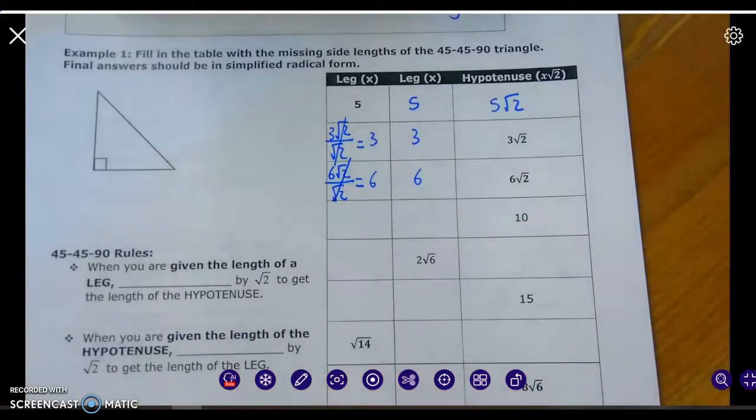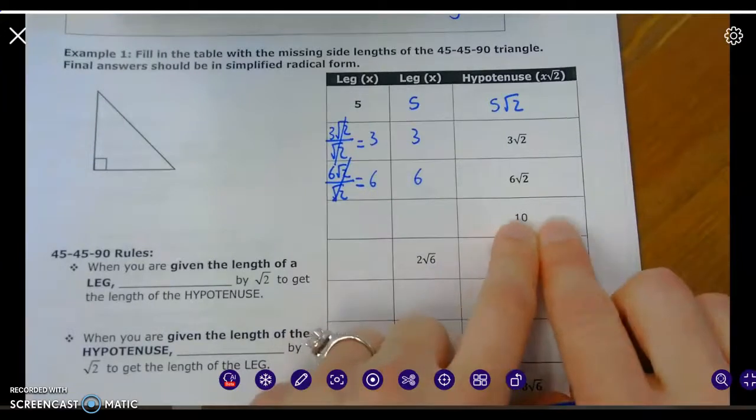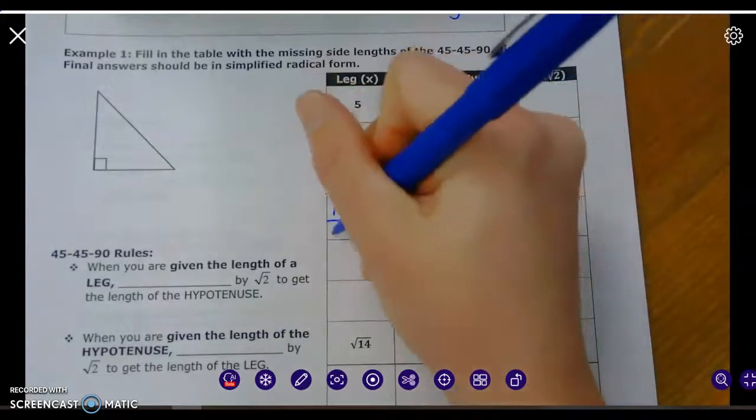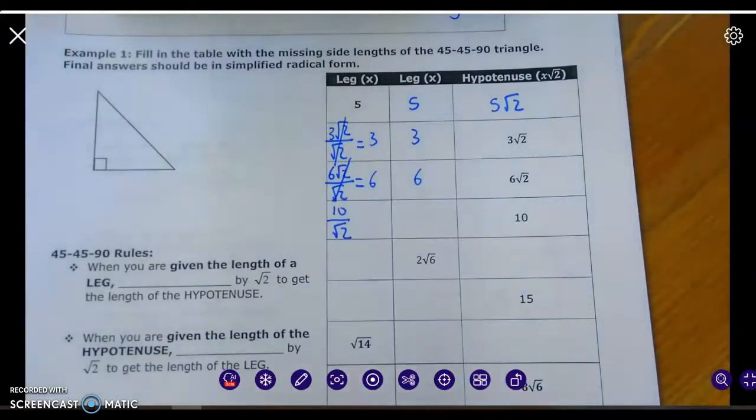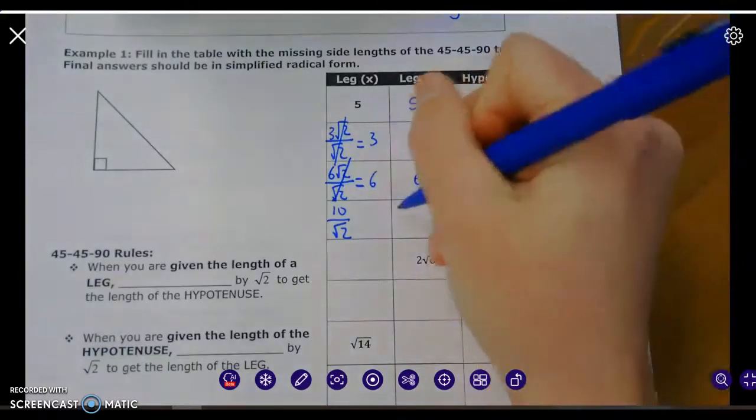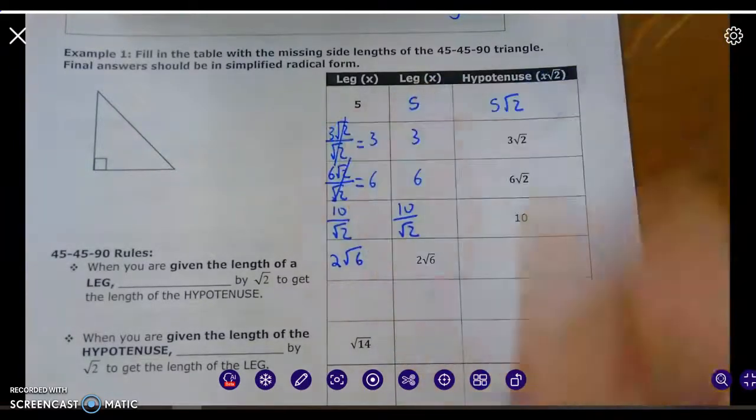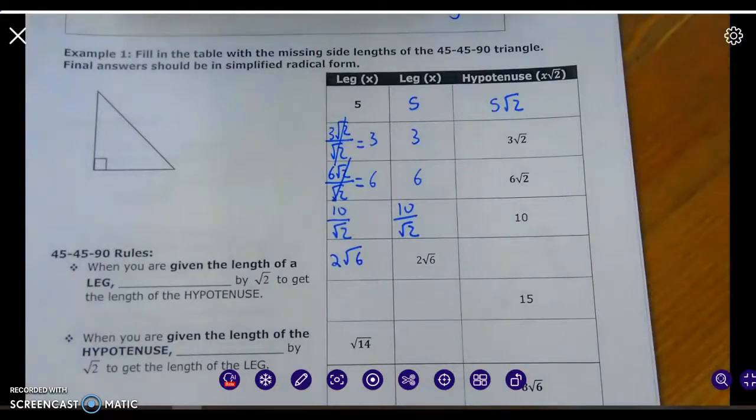But here's where it gets a little more messy. Now with 10, there's no square root of 2 with it. So what we're going to do is we're still going to divide. But there's nothing that cancels on that one, so we're just going to leave it like that. Okay? We could do some more simplification, but we're just not going to learn that right now. So we're just going to leave it like that. Okay, then we have 2 square root of 6. I'm going to go ahead and transfer that to the other leg, since I know both of those are the same.